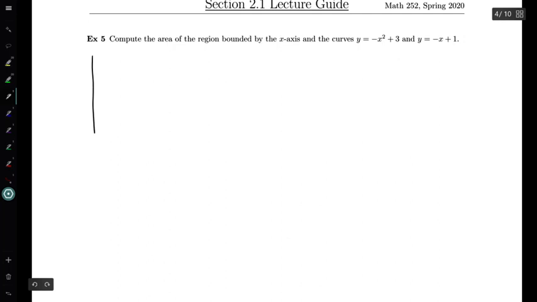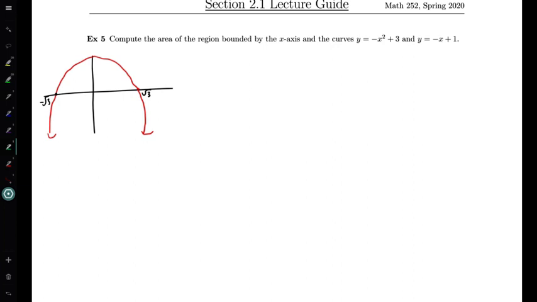So let's see. We have something that looks like this for our axis, and the function y equals minus x squared plus 3 we know to be a downwards facing parabola that's been shifted up 3 units. So it looks something like this. We know it's going to hit the x-axis here at plus or minus the square root of 3. For our other function, y equals minus x plus 1, that's going to hit the horizontal axis here at x equals 1. It's going to be a straight line with slope minus 1 and vertical axis intercept positive 1, so it will look something like this.